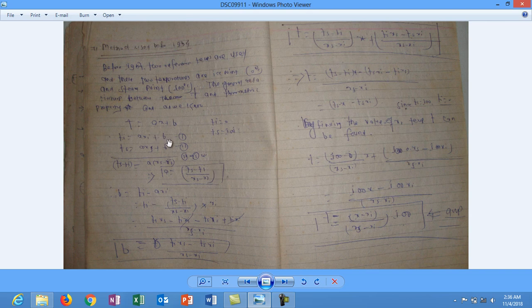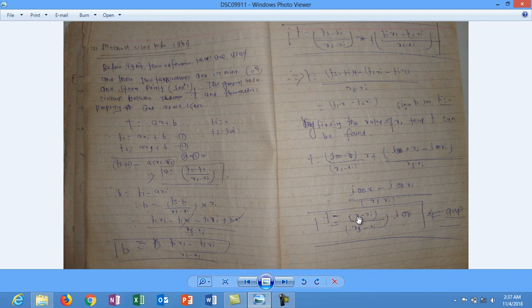After putting this value, if I find the values of a and b, and solve both equations, we get T = (x − xi) / (xs − xi) × 100. Here T is an arbitrary temperature, and x is the length of the column corresponding to this temperature. xi is the length of the column corresponding to the ice point temperature, and xs is the length of the column corresponding to the steam point temperature. So this is a very important equation and very easy to remember.